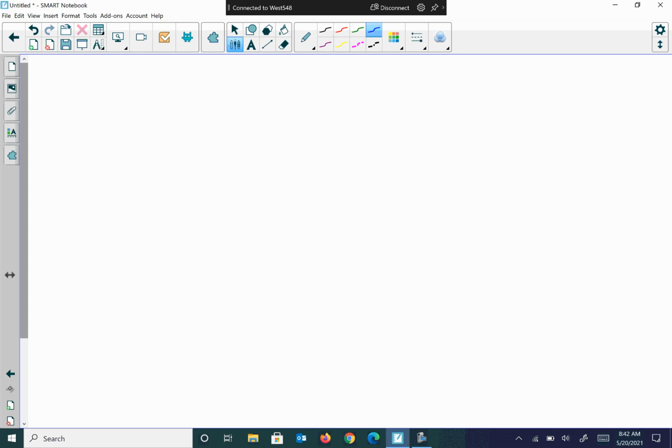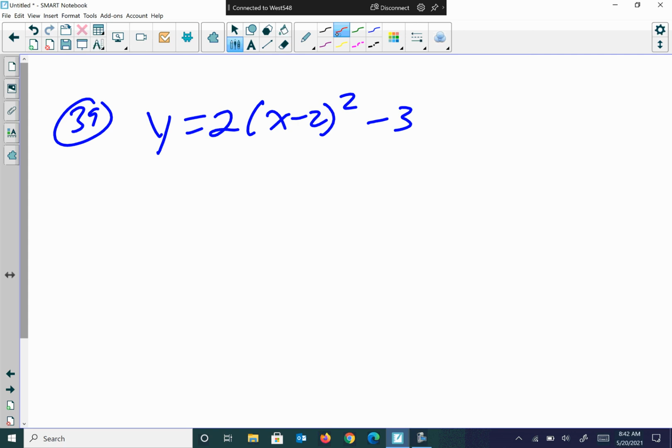What number did we go up to? 42? Is that what we did? Okay. Problem number 39. So first off, what is the vertex on 39? So we have a problem that is listed like this. Y equals 2, x minus 2 squared minus 3. So this value is opposite, this value is the same for the vertex every time. So the vertex is at 2, negative 3. Okay? So let's look for 2, negative 3 for an answer for the vertex.